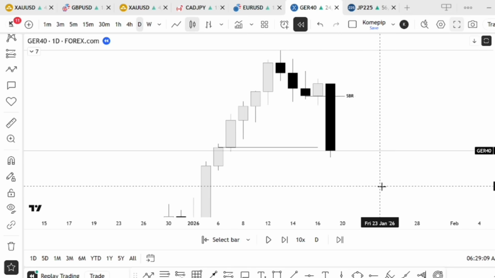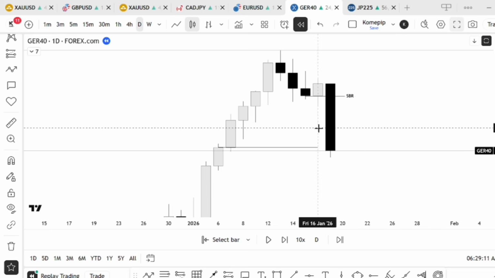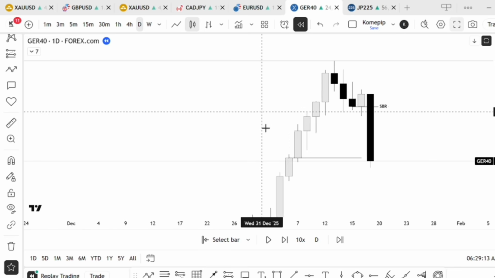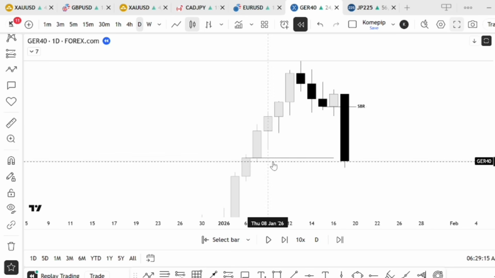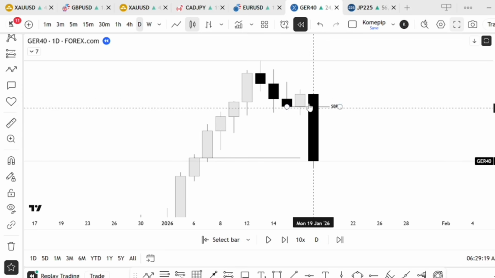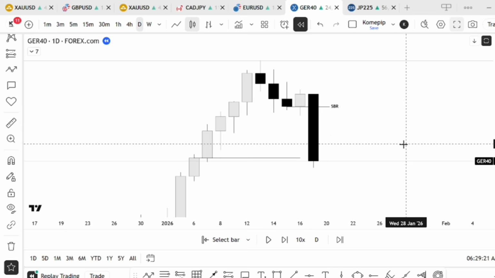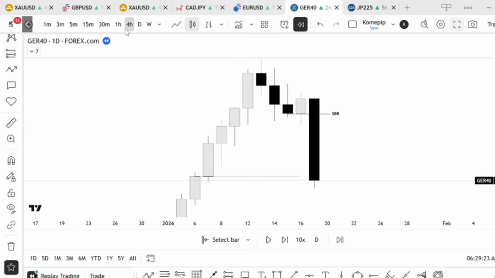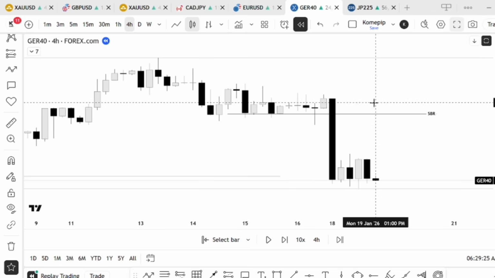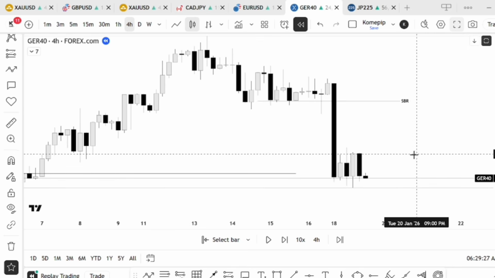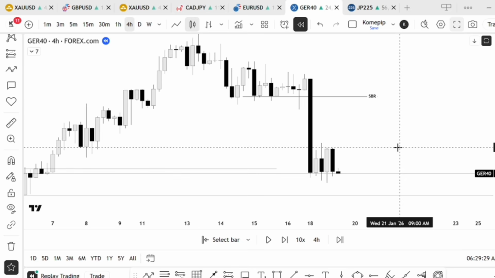So in this scenario, what do we do? We need to check the lower time frame, because on the higher time frame, we have been given a hint of what price might likely do. See this candle? That's a momentum candle. Now we'll go to the 4-hour time frame. On the 4-hour time frame, what can you see?